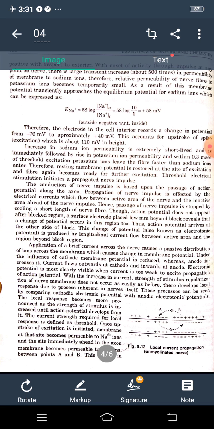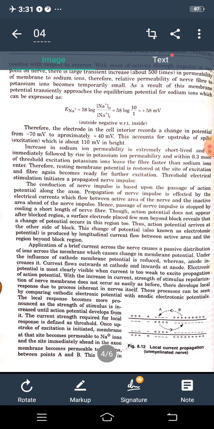Therefore, the electrode in the cell interior records a change in potential from minus 70 millivolts to approximately plus 40 millivolts. This accounts for the upstroke of spike excitation, which is about 110 millivolts in height.